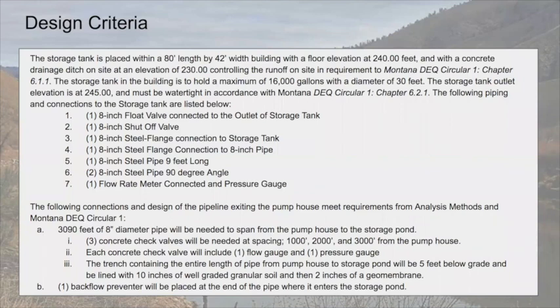Next we dealt with our design criteria, which we used a lot of from Montana DEQ Circular 1, Chapter 6, dealing with moving contaminated water from mine sites. First was the storage tank and the elevation at 240 feet, and we dealt with an 8-inch float valve and piping material. Next, we had to work with our pipeline, in which we had to use 3,000 feet of a corrosion resistant material, and it had to have check valves on it with backflow preventers to stop the storage reservoir from backflowing into our pump.